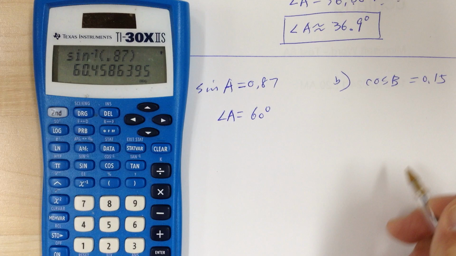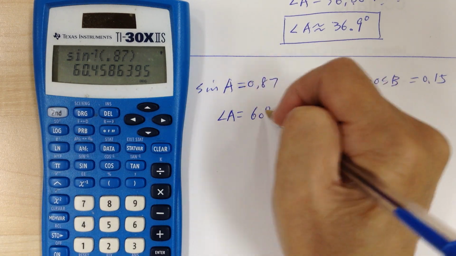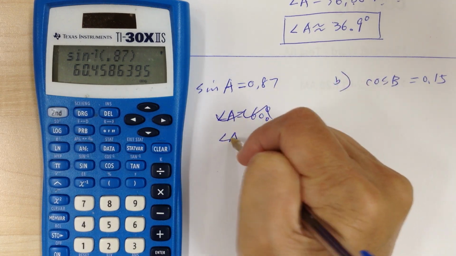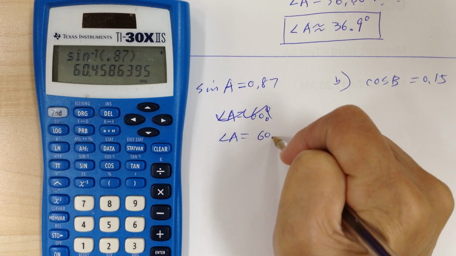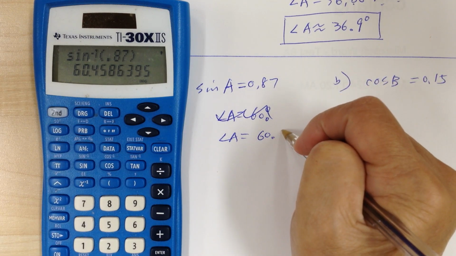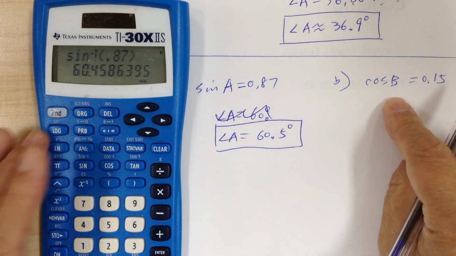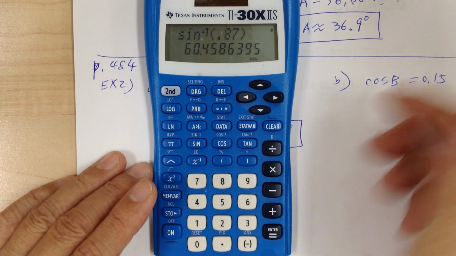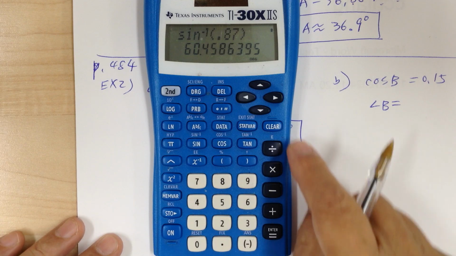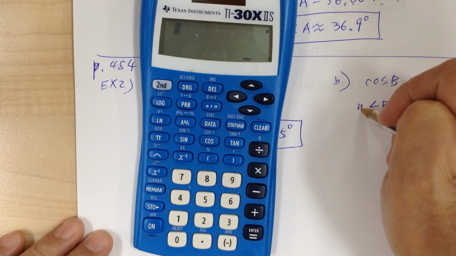Nearest tenth, okay, 60.5. Make sure you follow the instructions. 60.5 degrees. Now to find the angle B, to be more exact, you have to measure the angle.